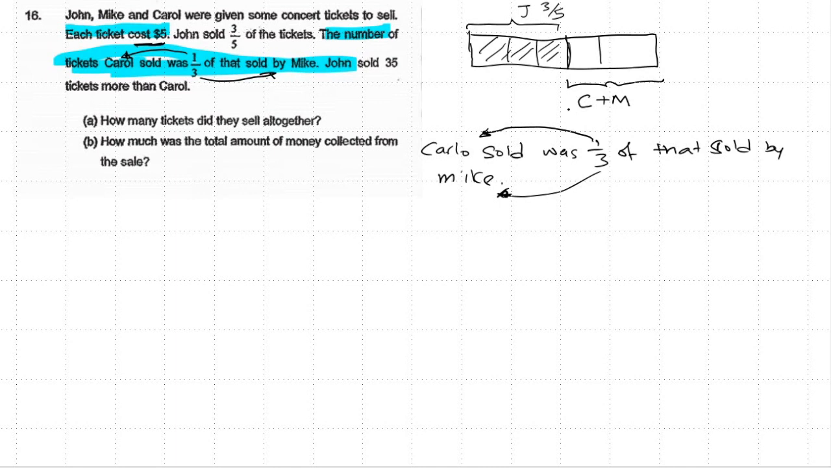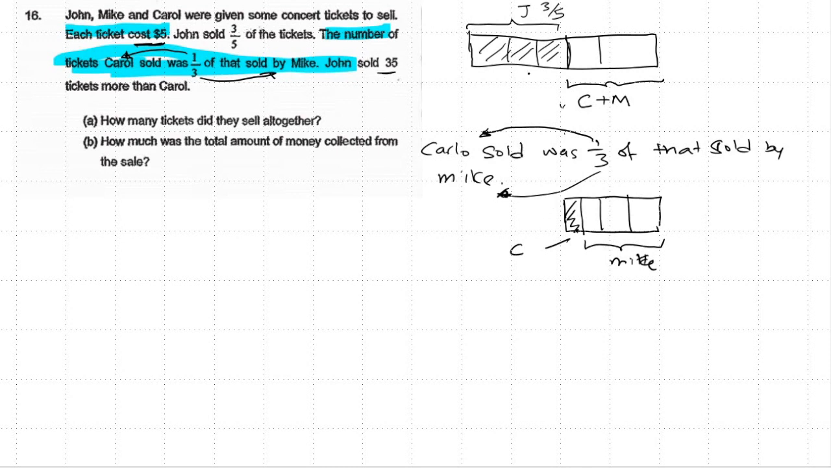Let me draw here. This is the one sold by Carol and Mike, right? So 1 and 3. Carol is 1. Then here is 3. So here is Carol, and over here is Mike. You have this very easy. Then you know that John sold 35 tickets more than Carol.